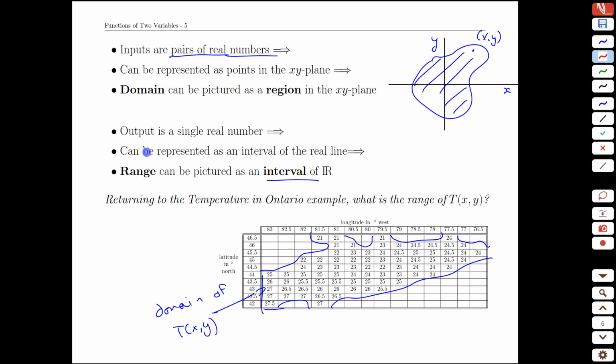If we next want to look at the range, remember the range is about the output values. There we can see that the temperatures are single numbers, and depending on where we are, they range from 21 degrees down to, it looks like 27.5 is the highest here. And so we would say that the range of T of x, y is the set of all values between 21 and 27.5. And we would interpret that in this scenario as, on this particular day in July, the maximum temperatures in the region shown vary between 21 and 27.5 degrees Celsius.